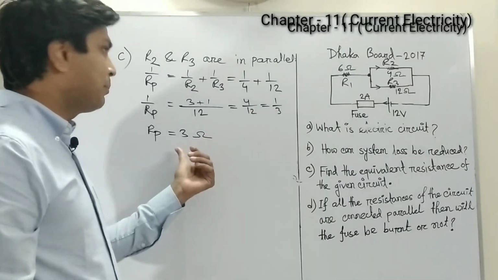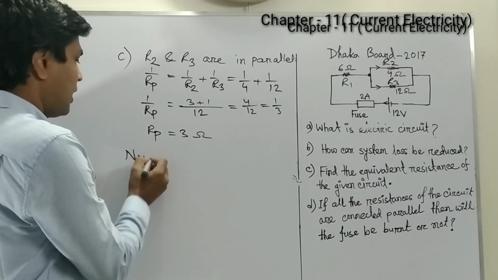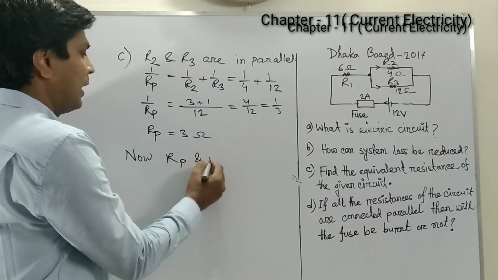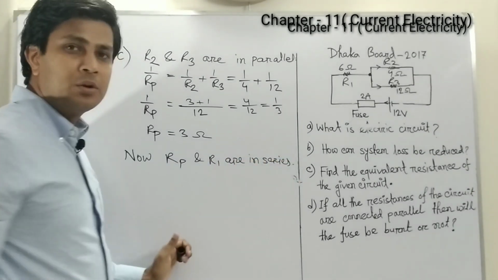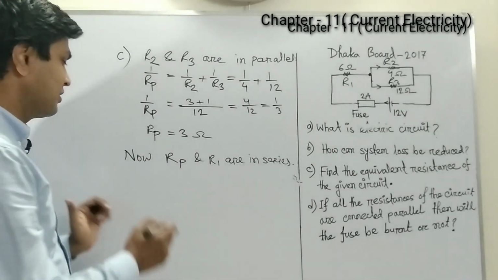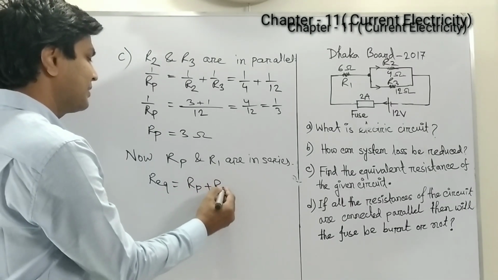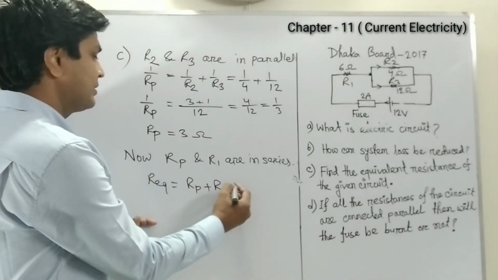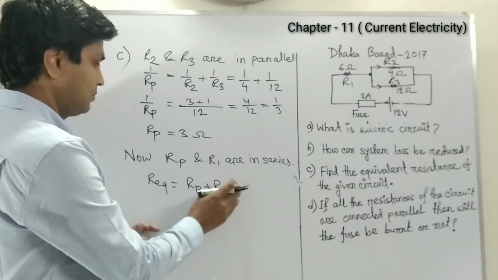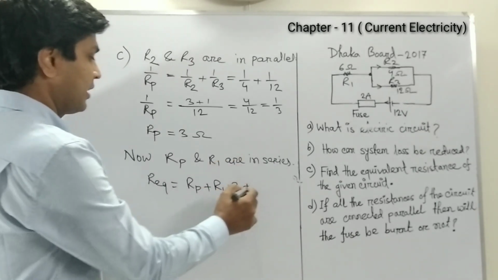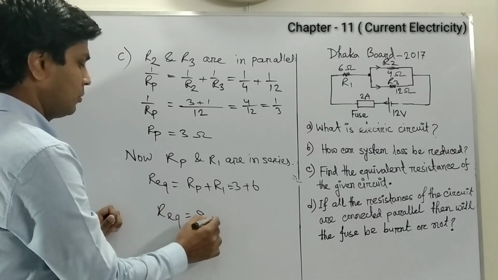Now Rp is in series with R1, so Rp and R1 are in series, and we know that to calculate the equivalent resistance in a series circuit, the formula is R equals Rp plus R1. The value of Rp is 3 and R1 is 6. So the answer will be 9 ohm.